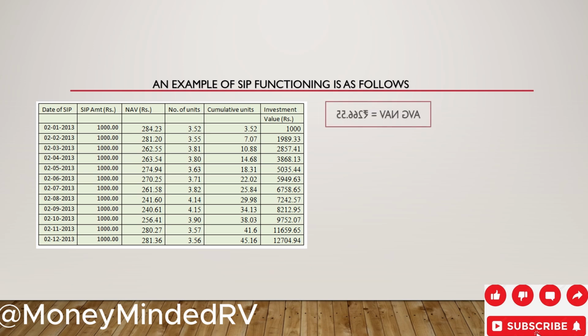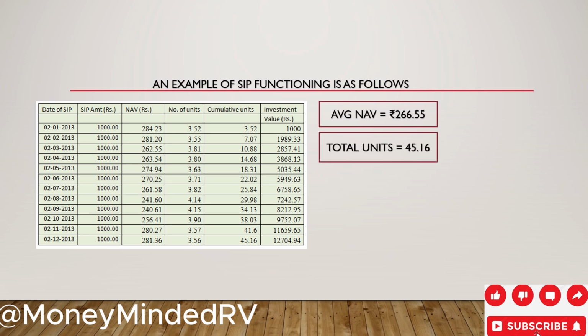So the average NAV comes down to 266.5. You can calculate: there were periods where the NAV was 280, periods where it was 240, and periods where it was 256. On an average, your average NAV comes to 266.55. Thus the average cost of acquiring the total units of 45.16 is 266.15. If you had invested one time only in the month of November or December, or January or February, then the NAV would have been 284, which would have been a very huge NAV. But as you have invested 12,000 over 12 months, the average cost is lower. This is the main benefit of SIP: the average cost of investment goes down.